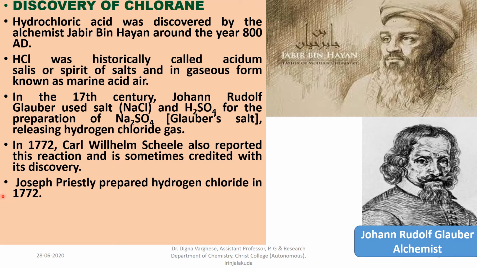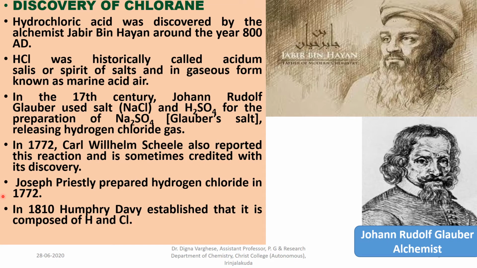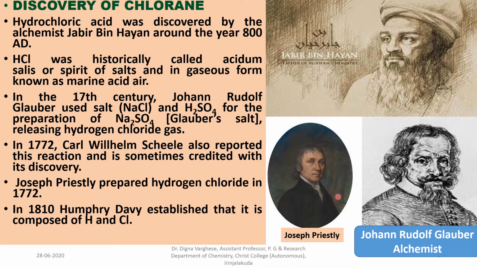At the same time, Joseph Priestley prepared hydrogen chloride in 1772. Joseph Priestley is best known for the discovery of oxygen. In 1810, Humphry Davy established that it is composed of hydrogen and chlorine.